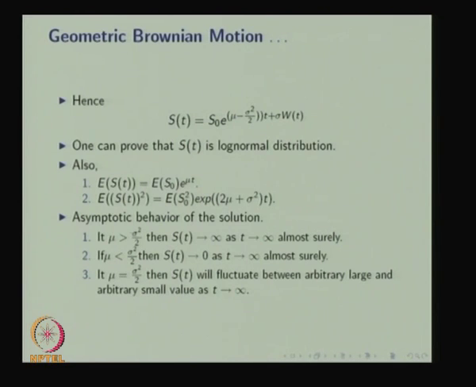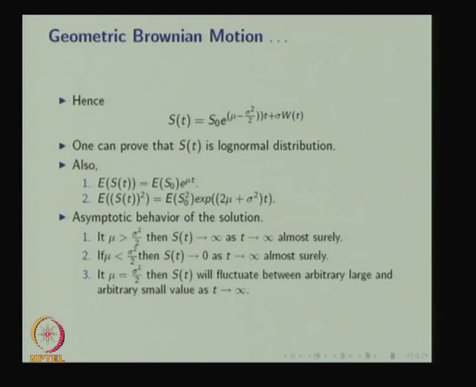So if mu is greater than sigma square by 2, as t tends to infinity, s of t will tend to infinity. If mu is less than sigma square by 2, then as t tends to infinity, s of t tends to 0, because the whole term is in the exponential power. If mu is equal to sigma square by 2, as t tends to infinity, s of t will fluctuate between arbitrarily large and arbitrarily small values.